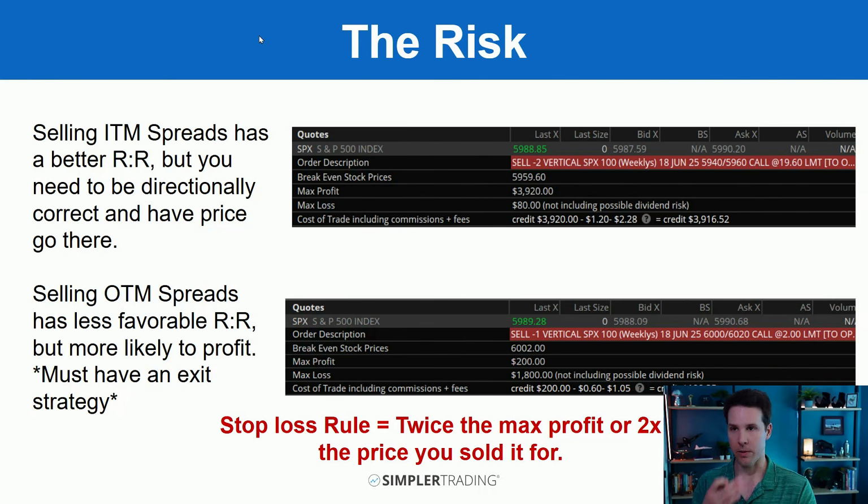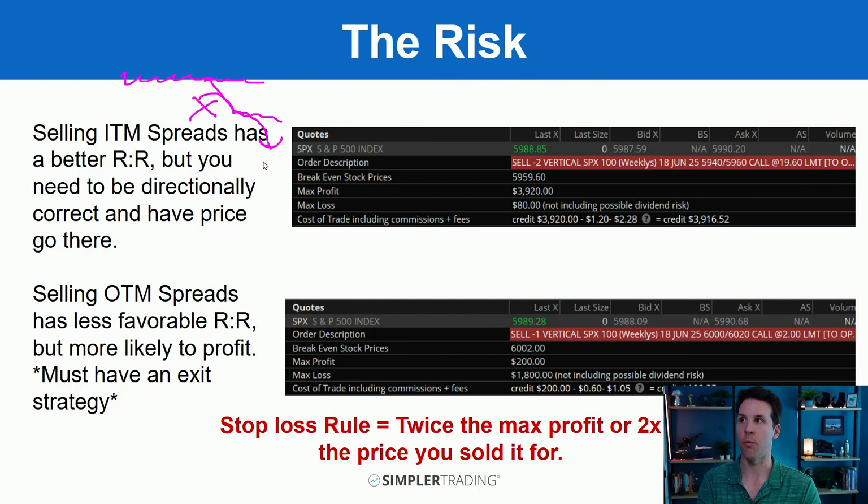Okay, now the risk. This is something that's important. Again, if you're kind of new to this, make sure you understand, kind of study this a little bit. If you're selling an in-the-money spread, the risk to reward is better, but you need to be directionally correct in order for price to go there, in order for you to make money. So if you are, let's say, price is here and you are selling a call credit spread down here, if price stays up here, you're not going to make money. You need price to actually come down and then hopefully go further, or at least come down and reduce how much it's worth because you're trying to sell it for money. Okay, so you need to be directionally correct.